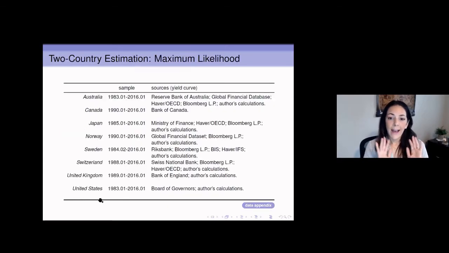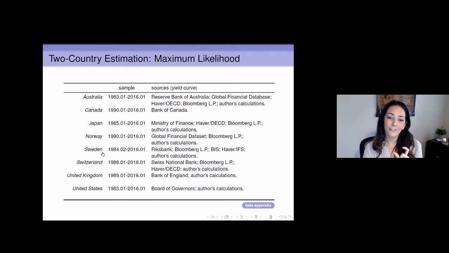Okay, so I have my model set up, and all the assumptions that I made were to make the model as simple as possible so that I can estimate it by maximum likelihood, and I'm going to look at all these countries. The estimation period will be determined by the yield curve data availability. For example, when I look at my Australia-US model, I'm going to have from 1983 to 2016. When I look at Canada, I'm going to have Canada and the US from 1990 to 2016, because remember that even though you see all these countries here, my model is a 2-country model.